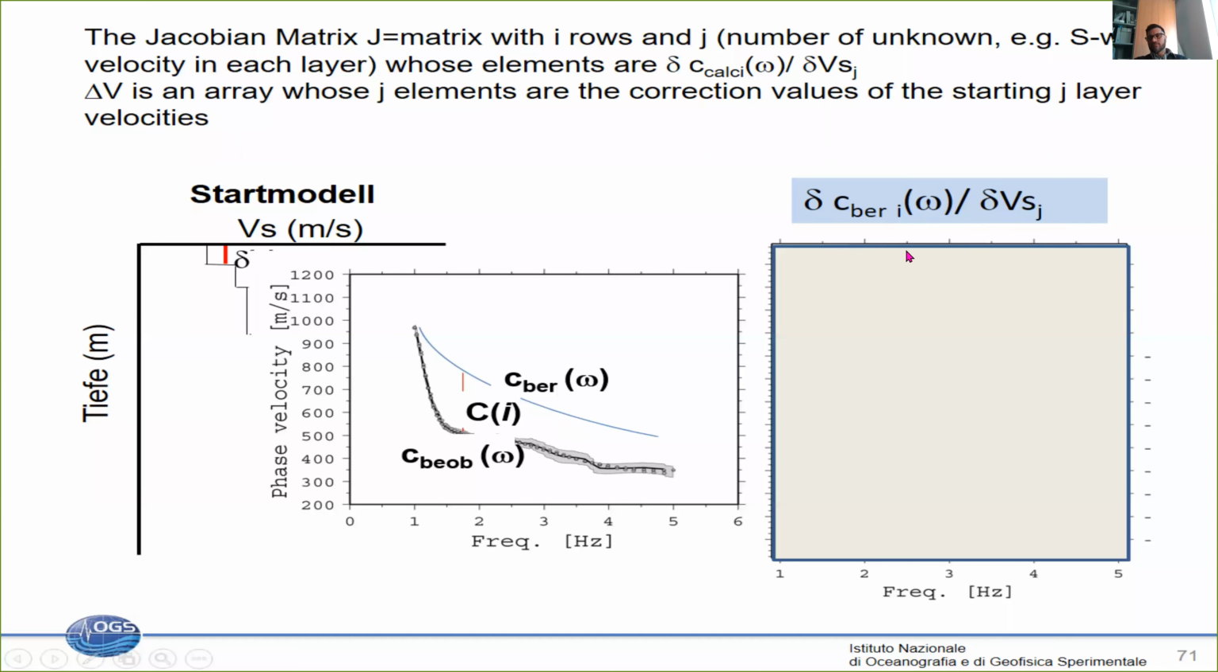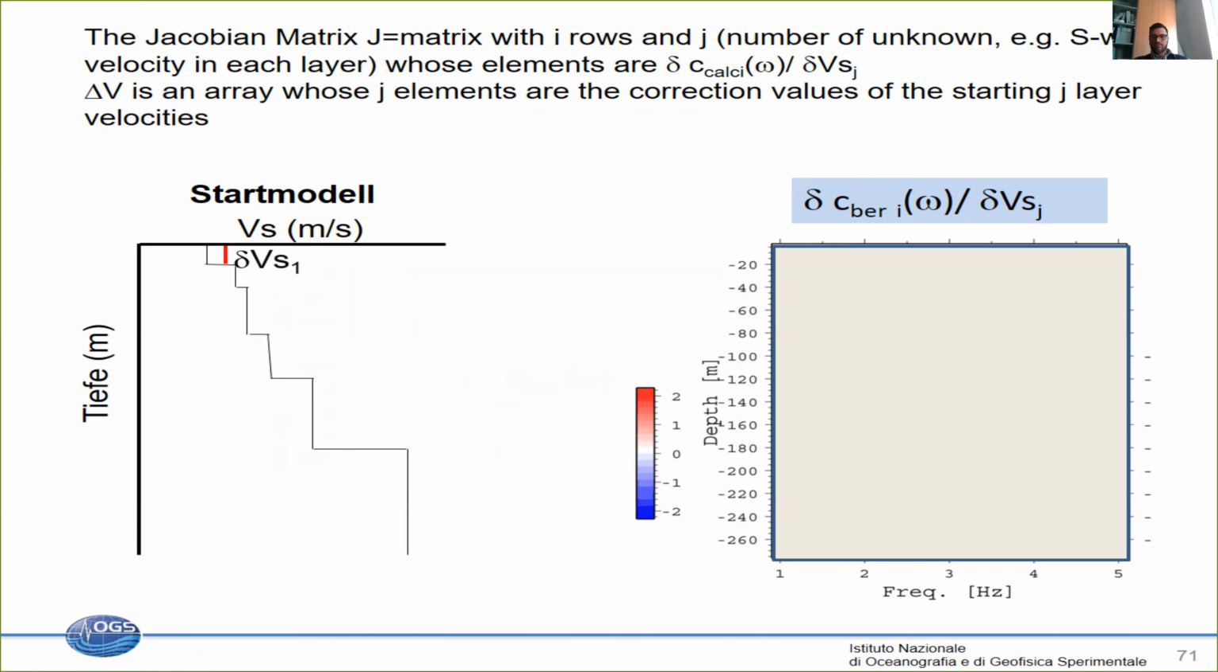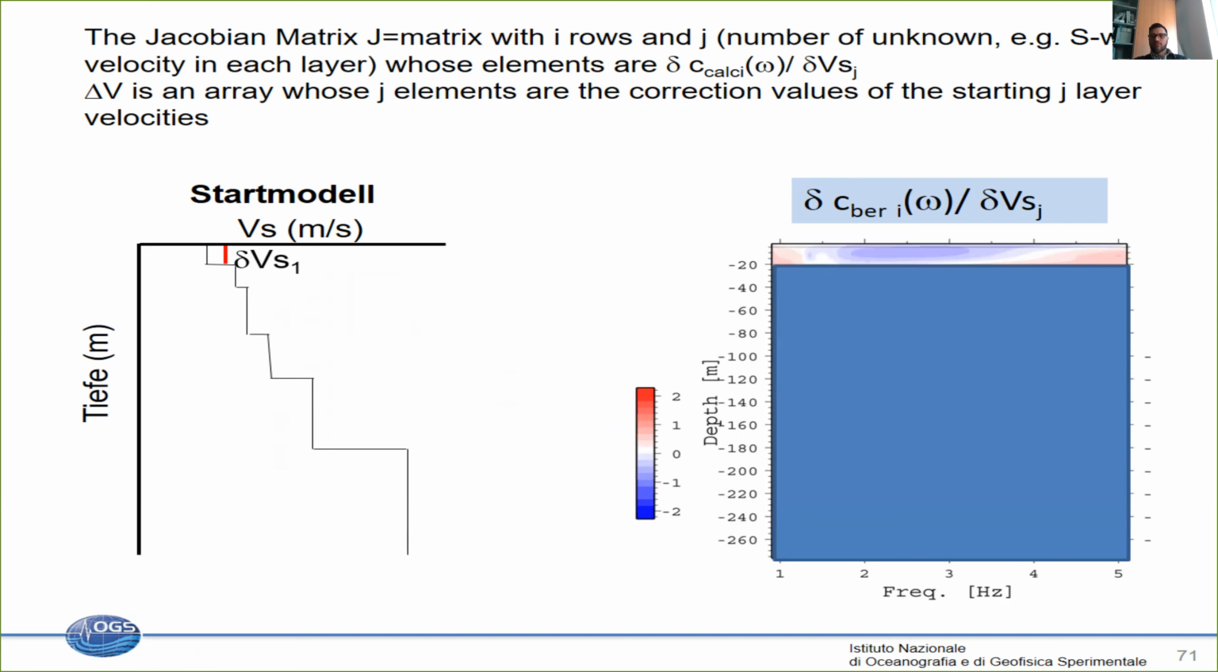So this difference is telling me exactly how much, given a certain velocity change in a layer, my phase velocity is modified. So you see, automatically, numerically, you are calculating this first derivative. So if you do this for all the frequencies, you will see in this diagram, for the first layer, how much the velocity is changing depending on the frequency.